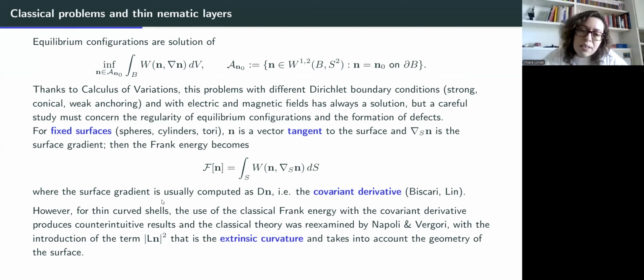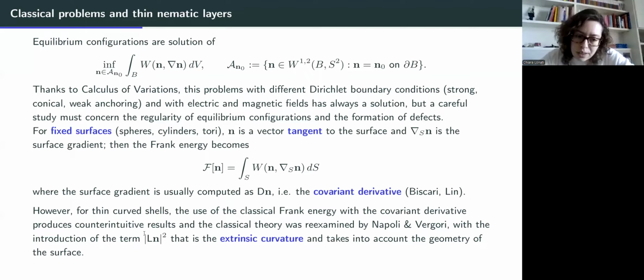That means taking into account the covariant derivative and this term, that is the square norm of the extrinsic curvature tensor applied to the nematic director. This basically means that we take into account properly the geometry of the surface on which the crystal is lying. So we take into account how this surface is curved in space.